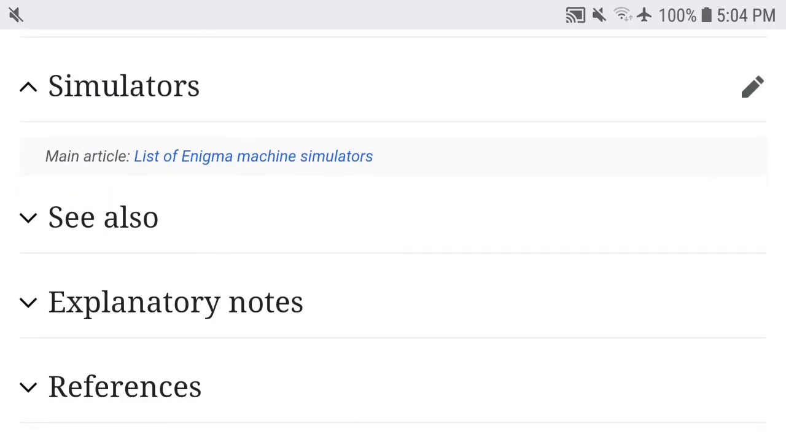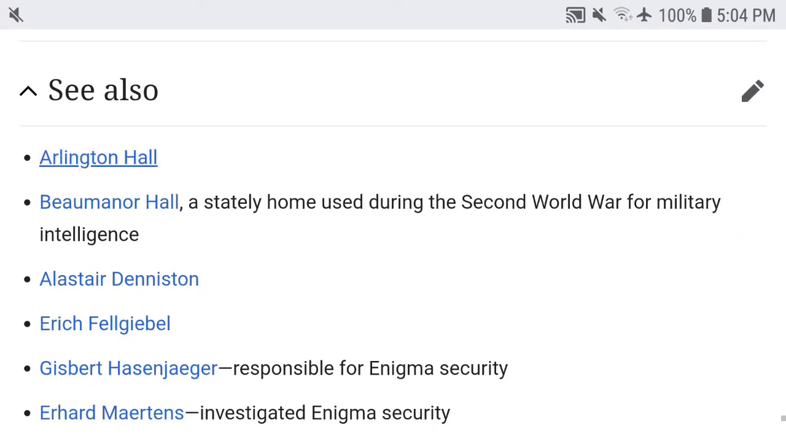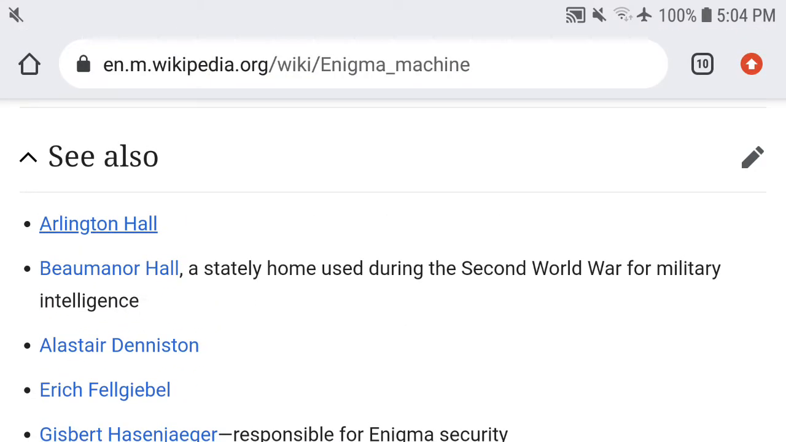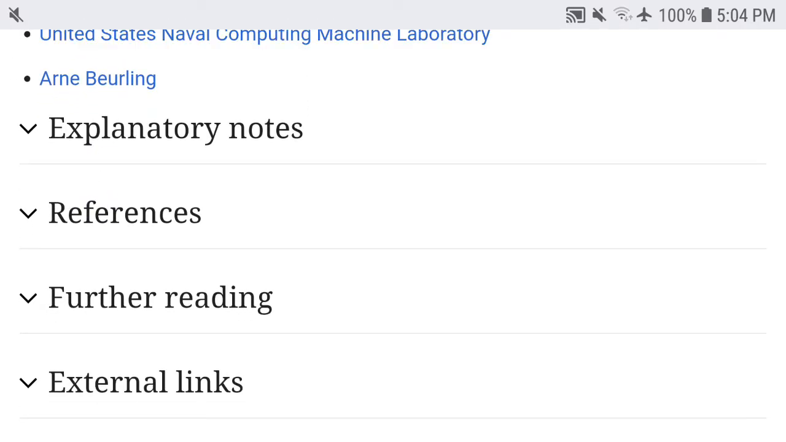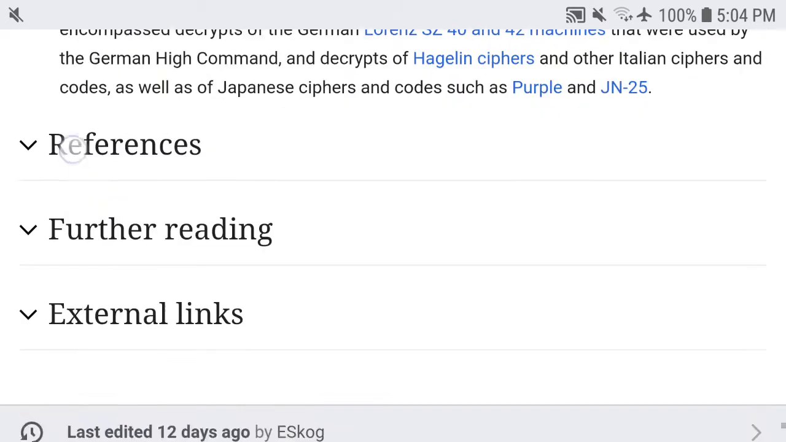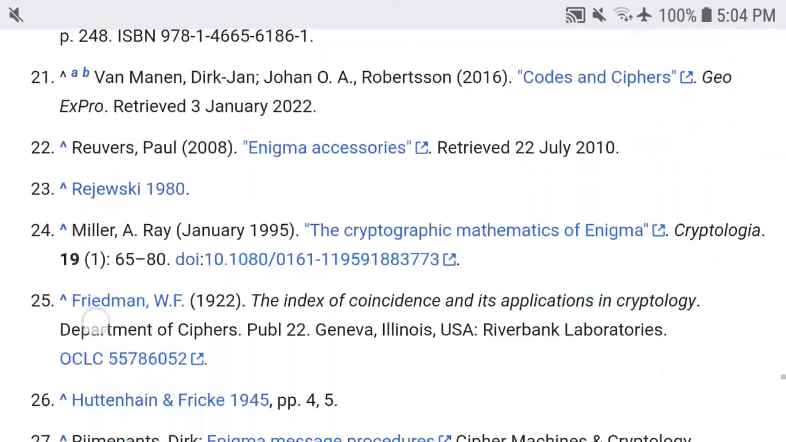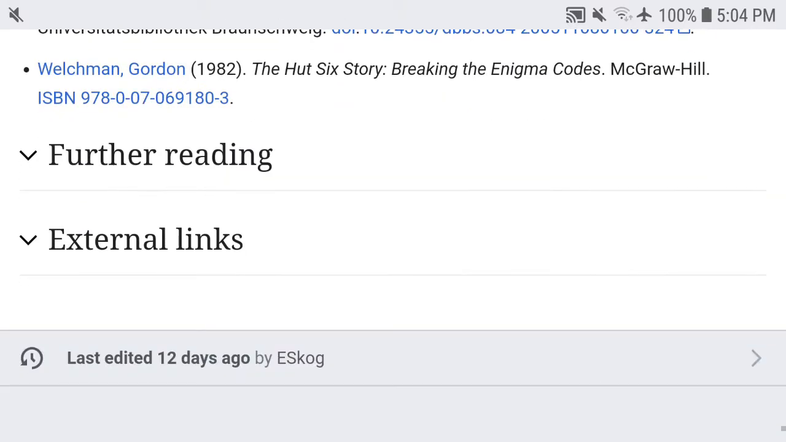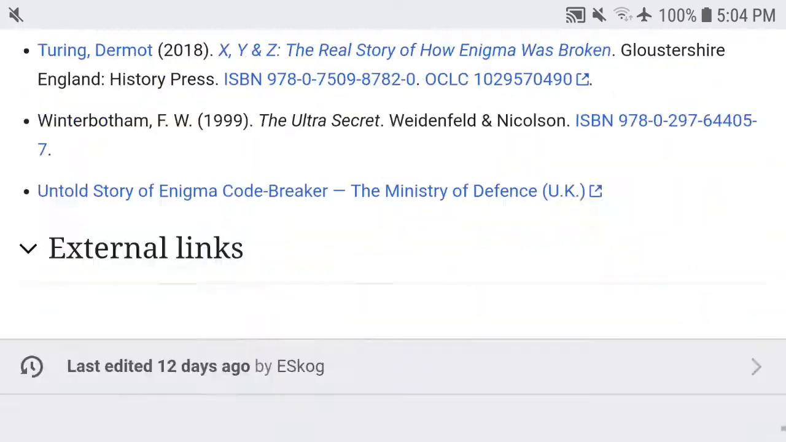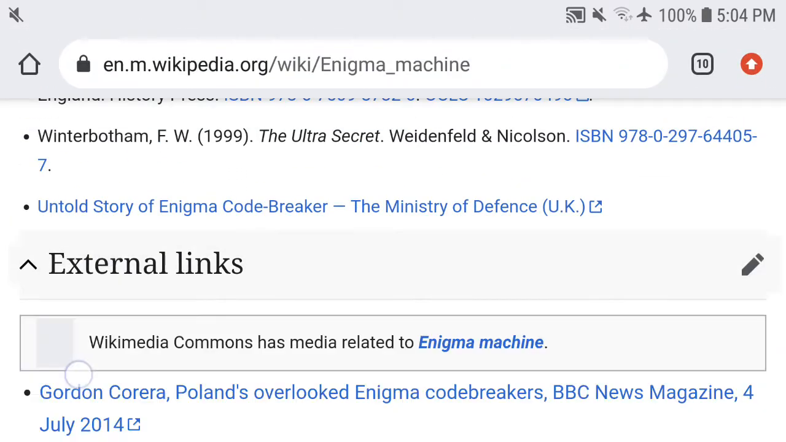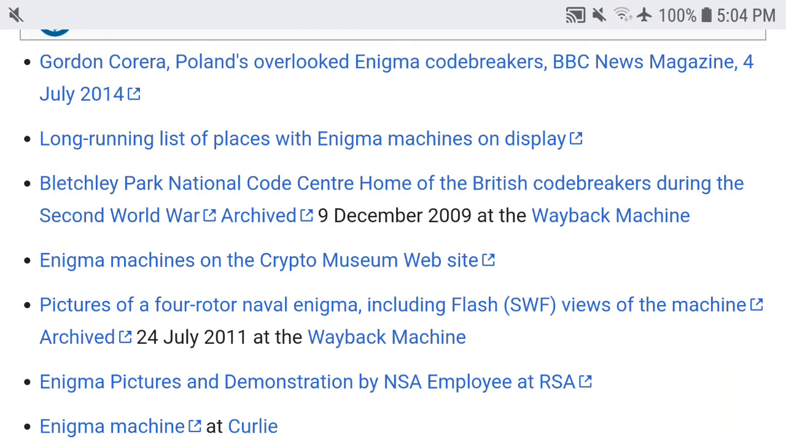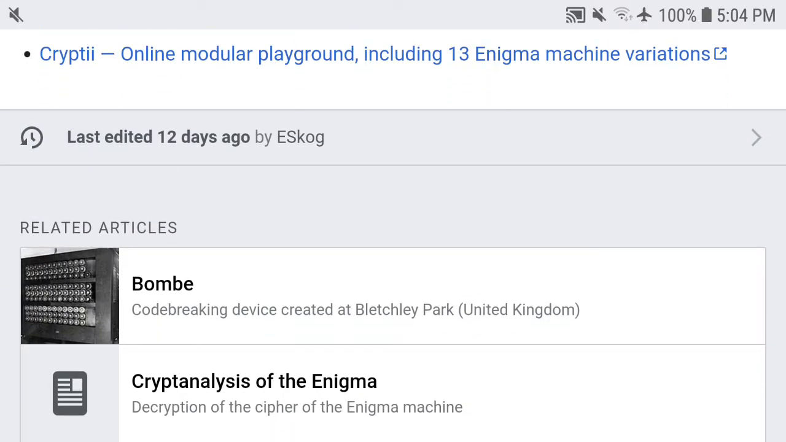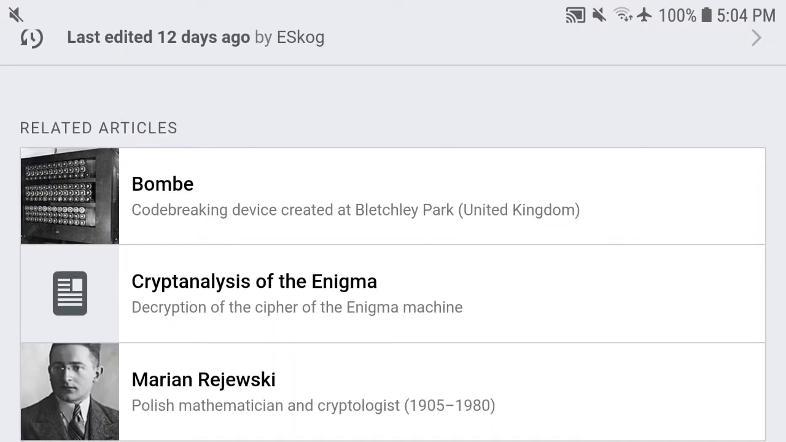And then simulators, okay, there's nothing there apparently. See also, okay, this is all names probably, or locations. Explanatory notes, references, a lot of citations just like usual. The list keeps going, and for the further reading as well, the same list keeps going. External links connect to other websites outside Wikipedia, I believe. So there you go, the Enigma machine.